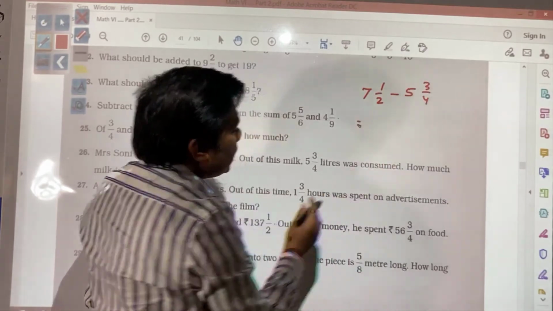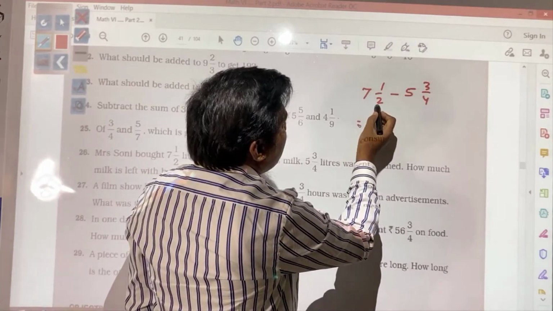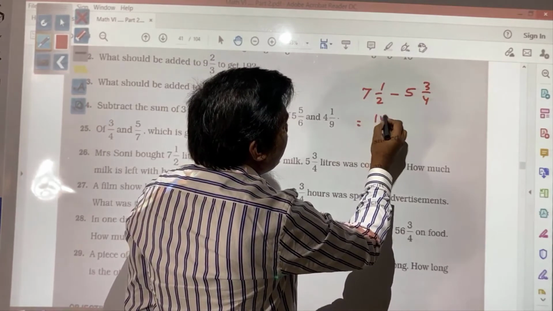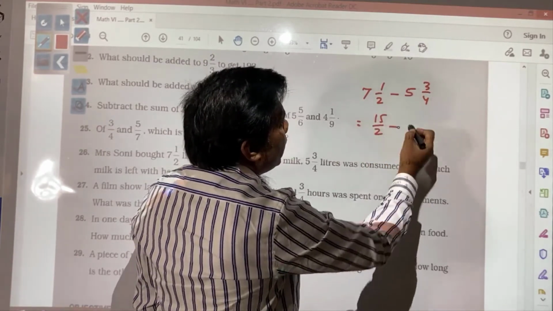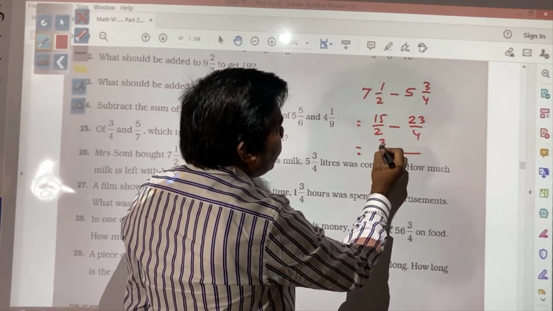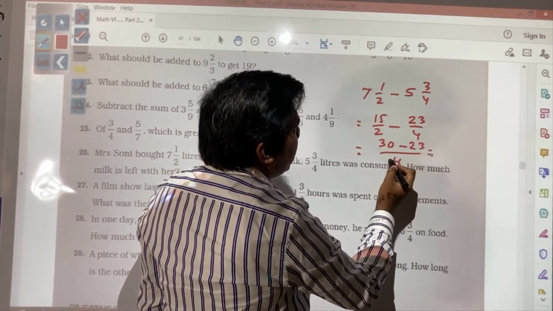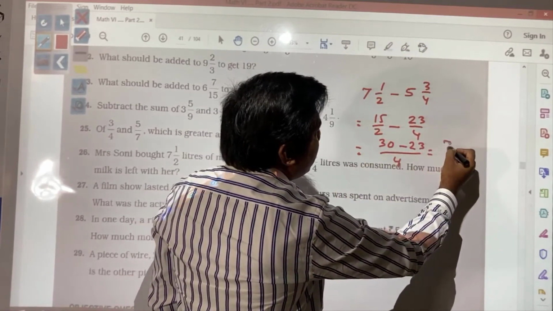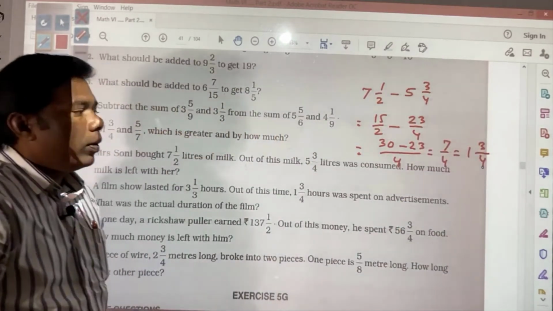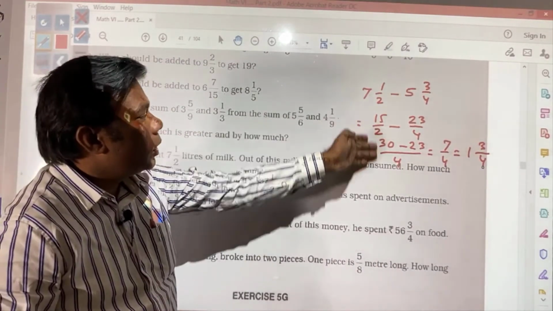7 1/2 minus 5 3/4. So a proper statement is required to be written, and then this solution is required to be done. 15/2 minus 23/4. Your LCM will be 4. 2 into 15 will be 30, minus 23. So you will get 7/4. It means 1 whole 3/4 liters, and that will be your answer. So a proper statement is required to be made, and this solution is required to be done.